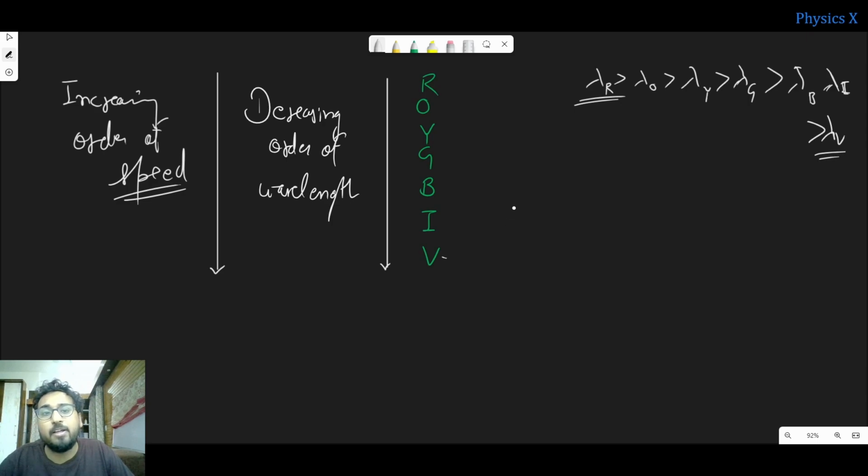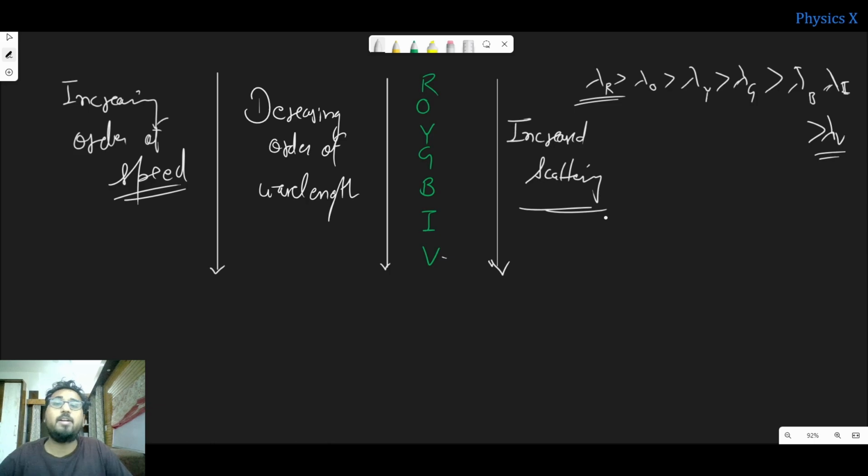And what is the scattering? If I draw this, this is increased scattering. So red has the least scattering and violet will have the most scattering effect, because the wavelength of violet is the least. So that is how you will be answering these questions. It is based on scattering.